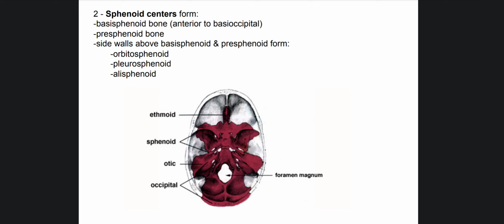Side walls above the basisphenoid and presphenoid form the orbitosphenoid, pleurosphenoid and alisphenoid. So these all regions contribute to form a sphenoid bone. You can see in the diagram the second one, sphenoid. This structure is present near the eye and covers the orbit also.